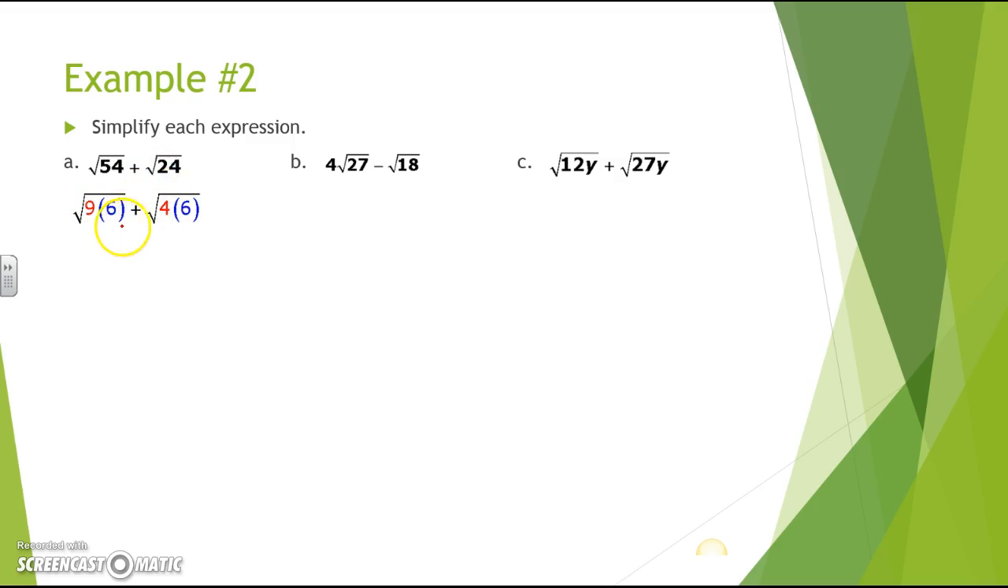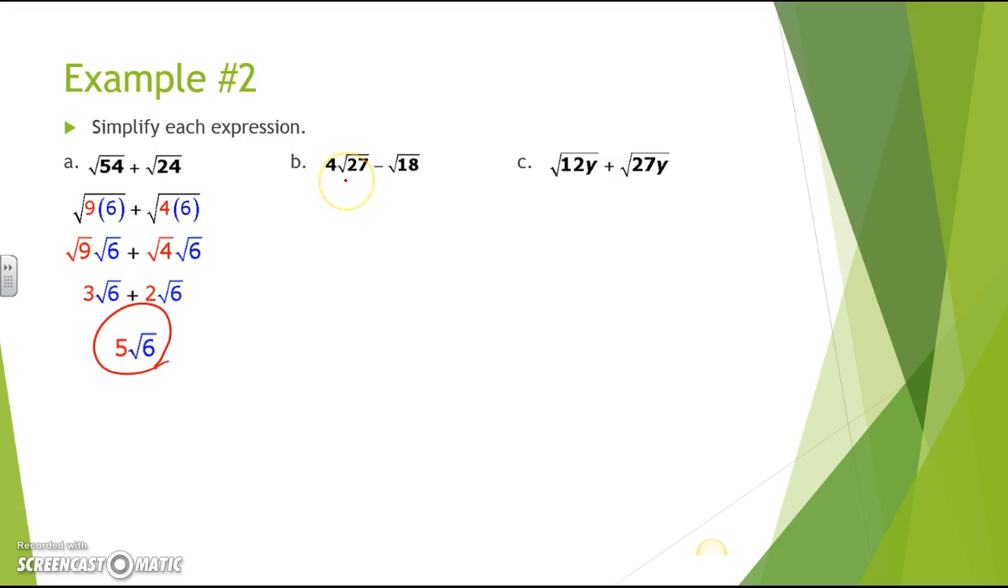So square root of 9 times 6 plus the square root of 4 times 6 would break apart into square root of 9 times the square root of 6 plus the square root of 4 times the square root of 6. My like terms are going to be the square root of 6, and when we take the square root of 9, we get 3. So we get 3 times the square root of 6 plus square root of 4 is 2, 2 times the square root of 6. Now I combine my terms. So 3 plus 2 gives me 5, and then we combine my like radical, which is the square root of 6. So 5 times the square root of 6 would be my final answer.